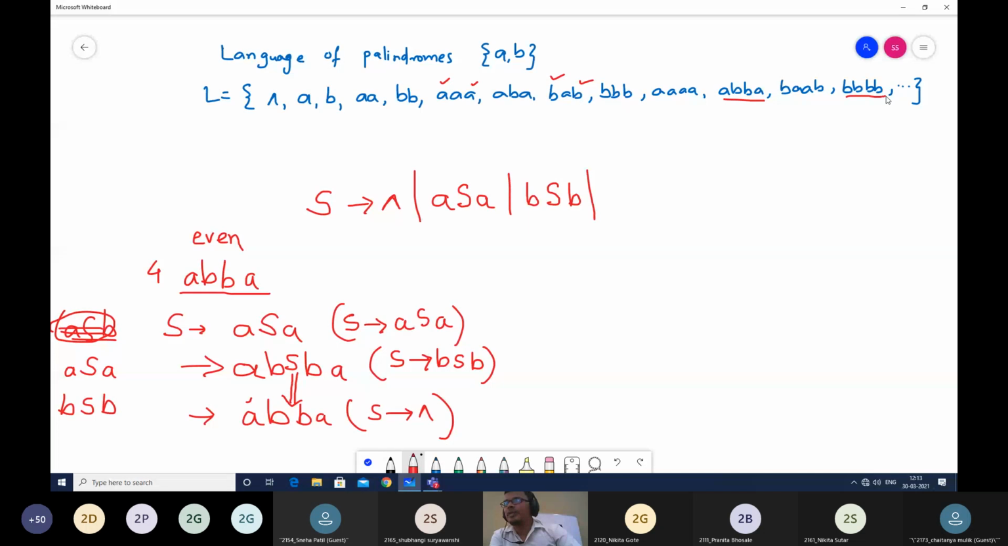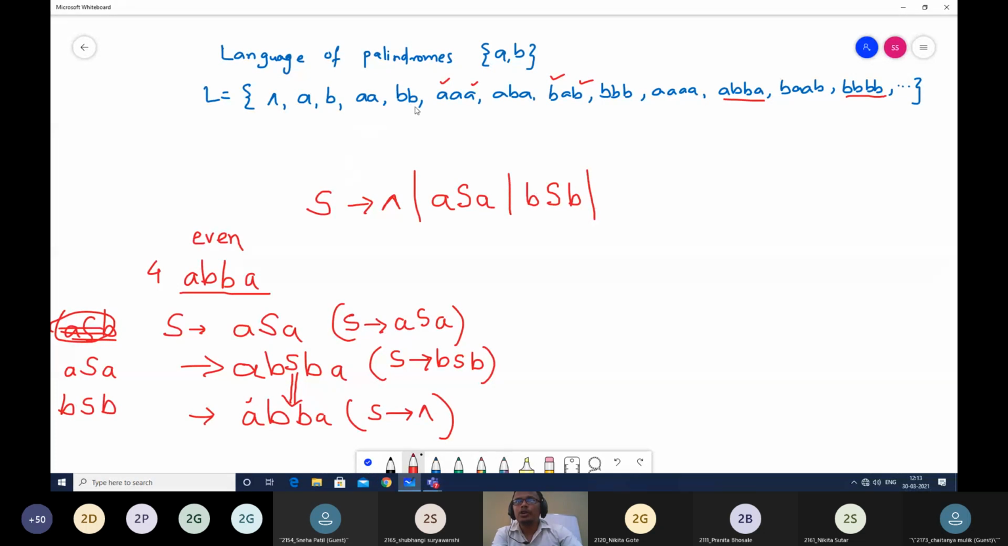Suppose I give you a string like BBBB. What will happen? First I'll apply S gives BSB. Then again the middle S will be BSB. So I'm getting BBSBB. Then that middle S again I'll make null like this. So I'll get a string like BBBB. Are you getting this? Yes.